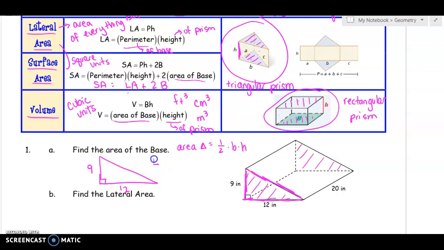So we've got 1/2 times 12 times 9. And when you do that, you get 54 square inches. So that's the area of the base. Capital B is the area of the base.